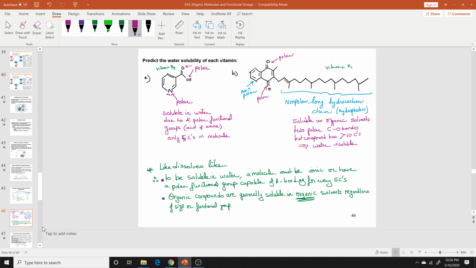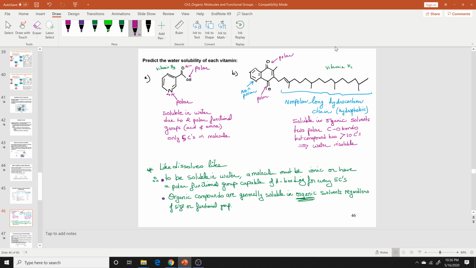For vitamin K1, although it has two polar bonds, the C=O bond and the C-O bond, the rest of the chain is nonpolar. This is a nonpolar long hydrocarbon chain. That hydrocarbon chain doesn't like water at all. It repels water, so we call it hydrophobic. This is why the whole molecule is not going to be water soluble.